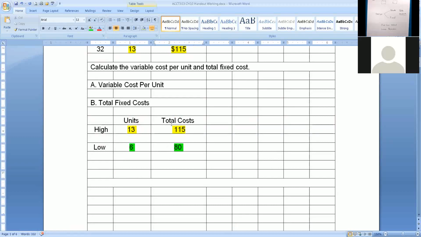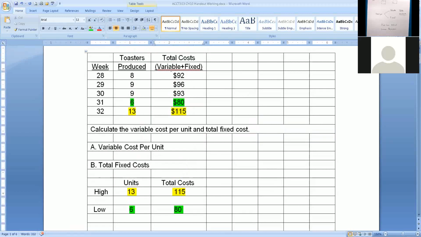Now, the difference in total cost: is that difference due to variable or fixed costs? The total cost has both variable and fixed. If total cost changes, is the change due to variable or fixed cost?